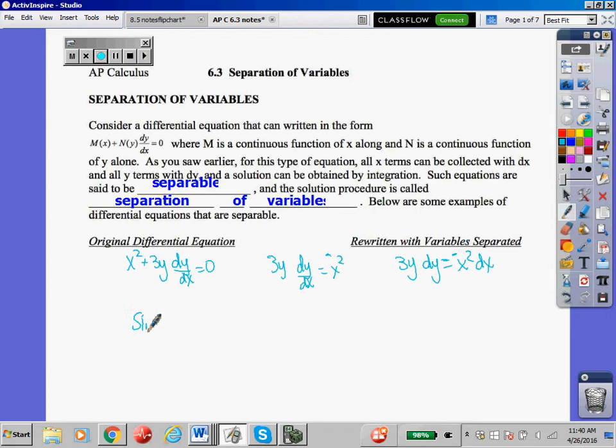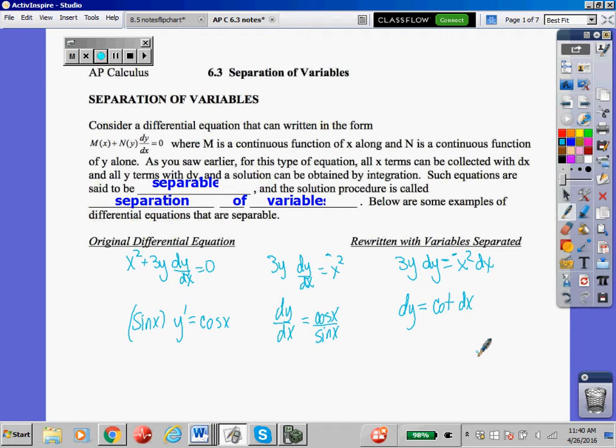All right, then what if I have sine x times y prime equals cosine x? Well, y prime is dy/dx, and I could divide both sides of the equation by sine x, so I would get dy equals, and you could actually simplify cosine x over sine x as cotangent x. So my final separation of variables would be dy equals cotangent x dx.